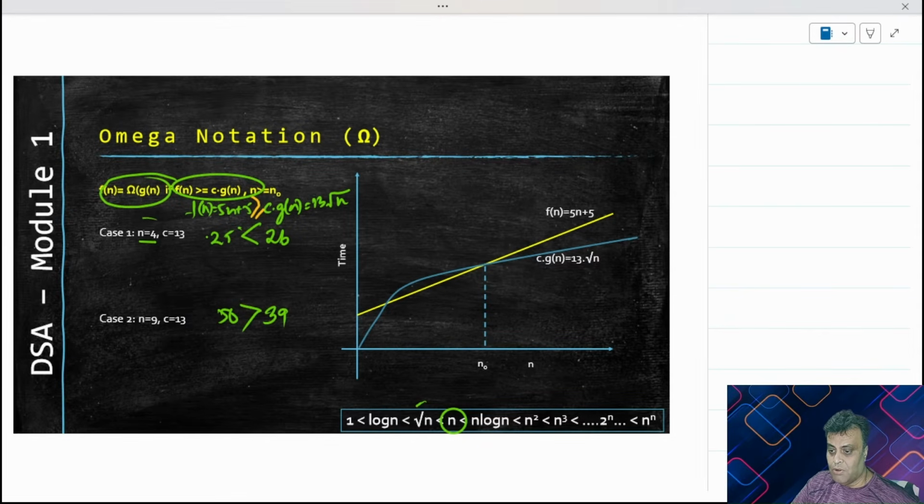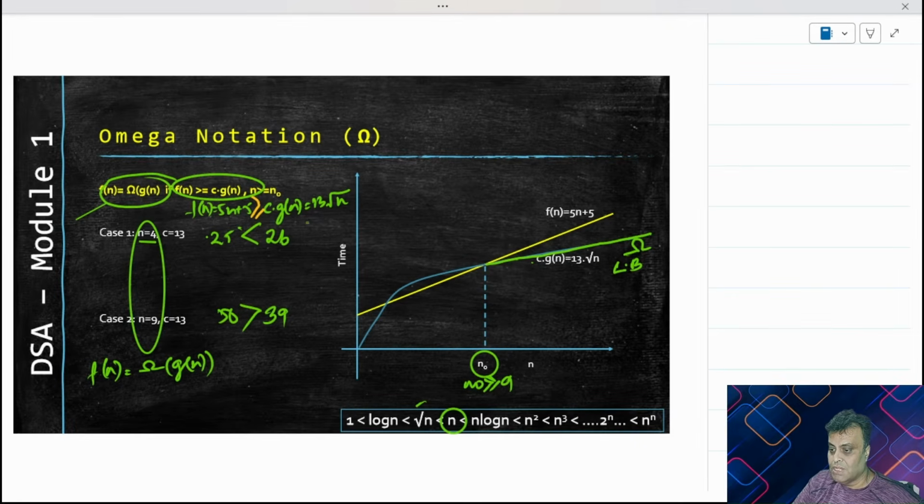And where is our inflection point? Inflection point is somewhere in between these two. So we can safely say that at n0 greater than or equal to 9, this curve stays below fn. So this curve will therefore become my omega curve, or this curve is my lower bound. That's where we say this is how we have defined omega, and we have the liberty now to put this.